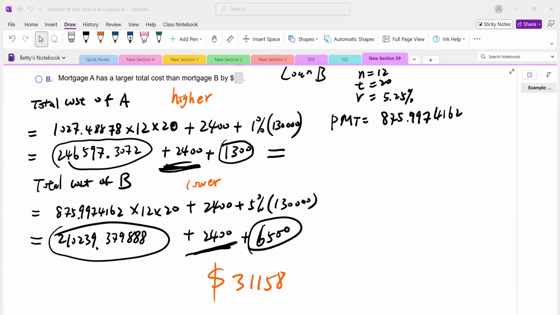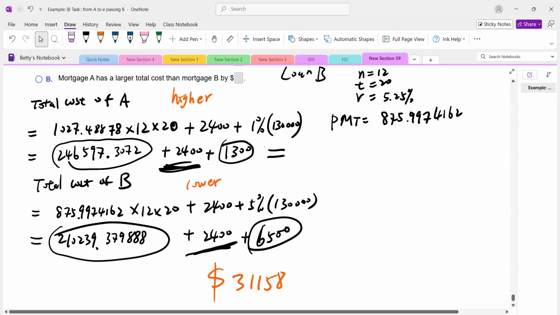Let's see, how do I enter the answer here? So A has a larger total cost for sure. By how much? By 31,000, that's a lot. Okay, it just shows it's correct, all right? I hope the explanation helps with this question. It's a little bit troublesome.